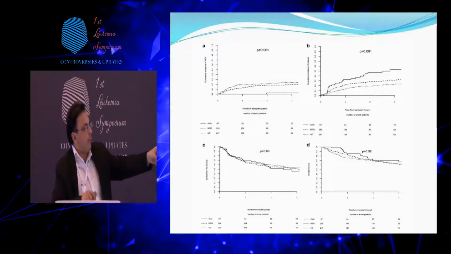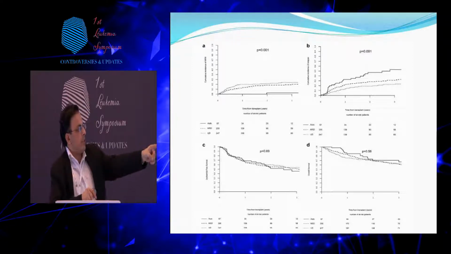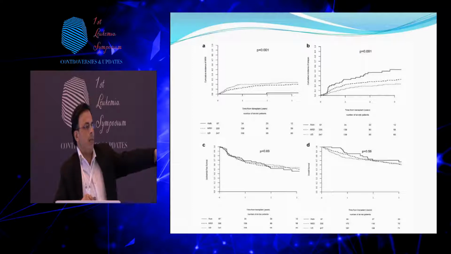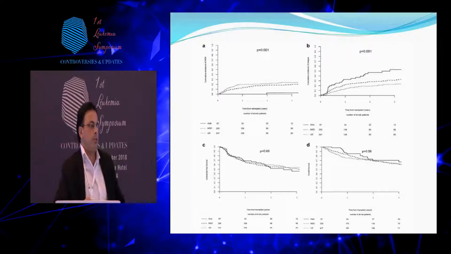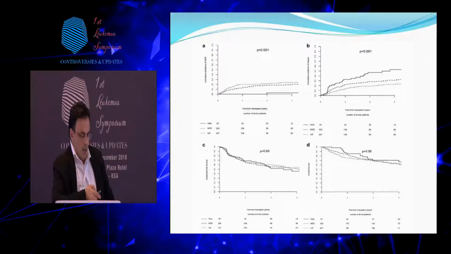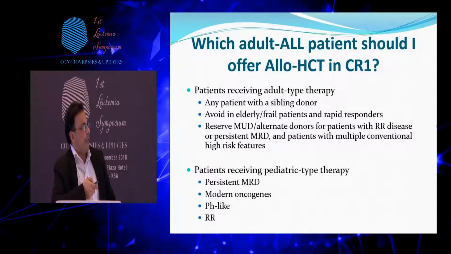So what do you prefer if you have these curves? These are auto versus allo. Of course, 20% of these allo patients are surviving with chronic GVHD. So definitely I would choose auto and avoid GVHD.